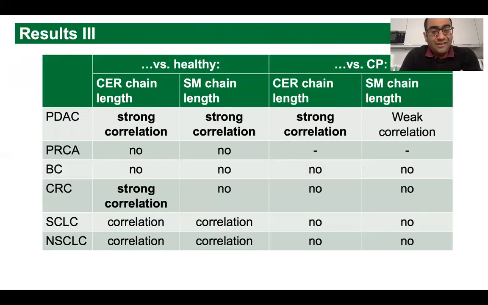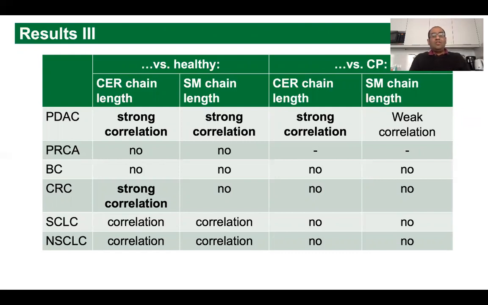When we compare this result with around 4,000 patients from the different cancer moieties, we found out that there's a significant correlation of the chain length with PDAC, and some of the cancers do show significant correlation, but not as drastic as in PDAC. Also, when we check this with the chronic pancreatitis, we saw similar strong correlation.